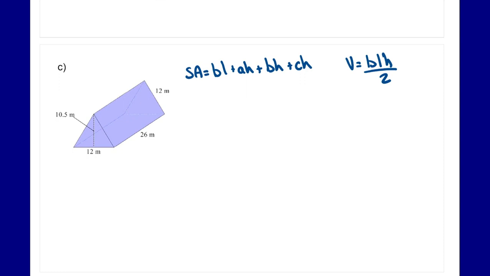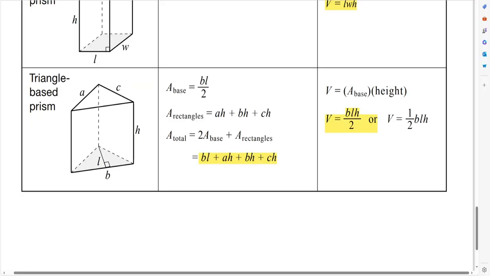So if I go back to that diagram, it looks like L is going to be the height of our triangle. It looks like B is going to be the base of our triangle. H represents the height, or the length, or the side of the rectangles. And A and C are going to represent the two sides of our triangle.